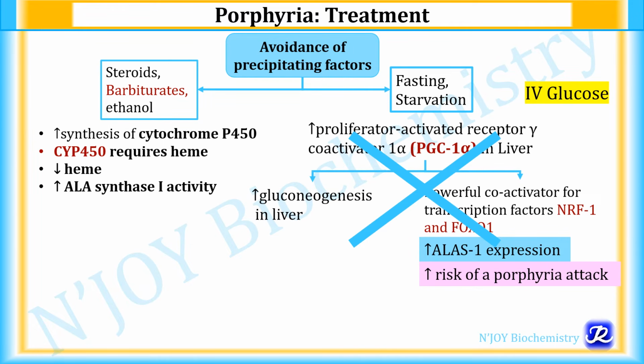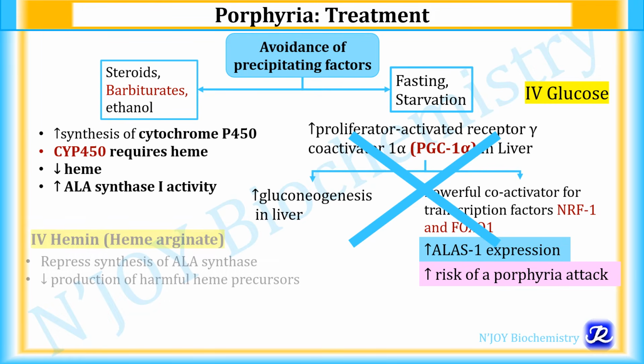So when glucose is given to the patient, there will be no synthesis of this PGC1 alpha, and there will be no induction of expression of ALA synthase 1, and that's how porphyria attack can be managed. So this is the biochemical basis of how starvation precipitates the attack of porphyria, and why glucose is given to the patients of porphyria. In addition to this, hemin is also given to the patient intravenously, that is heme arginate, because it represses the synthesis of ALA synthase and decreases production of harmful heme precursors.